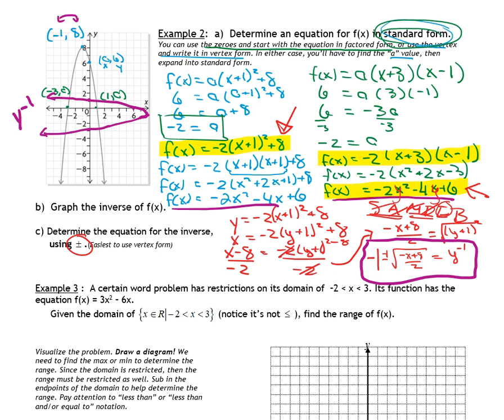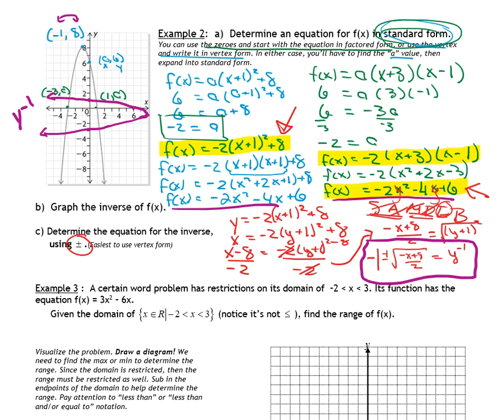All right, let's look at example 3. A certain word problem has some restrictions on its domain. So we don't really know what the problem is, but we just know it's got these restrictions. Its function has this equation, and so we're given this domain. These are restrictions on the domain. Find the range. And I'll talk about this little piece in a second here.